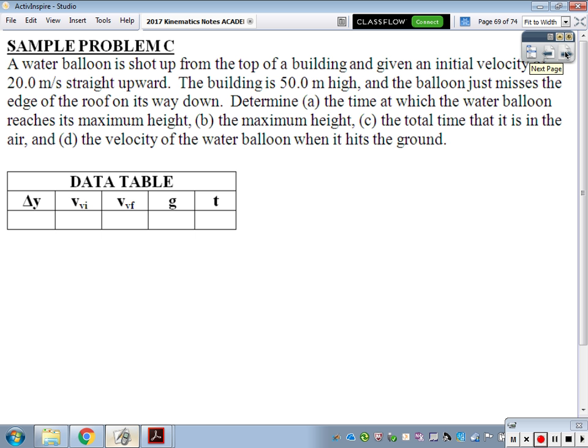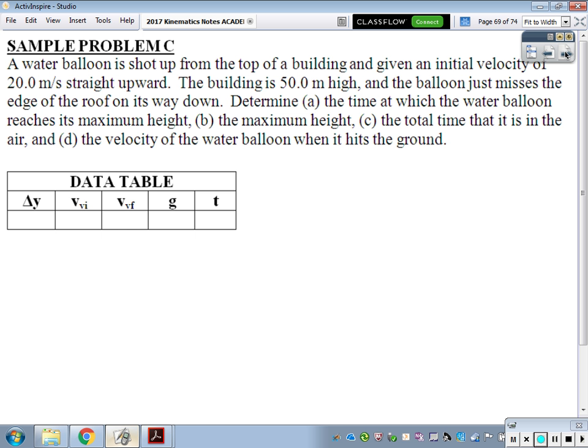So here we go. Since it was asked, and I do have to say, these asymmetrical problems, typically there's a bunch of things that we need to solve for. Okay, a water balloon is shot up from the top of a building and given an initial velocity of 20 meters per second straight upwards. The building is 50 meters high, and, Kivash, here you go, to kind of answer your question. The balloon just misses the edge of the roof on its way down. So it's not landing at the roof height that it was launched from.